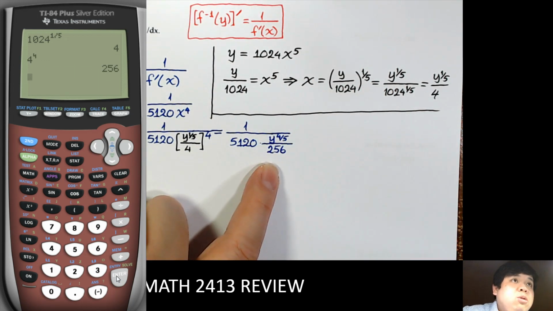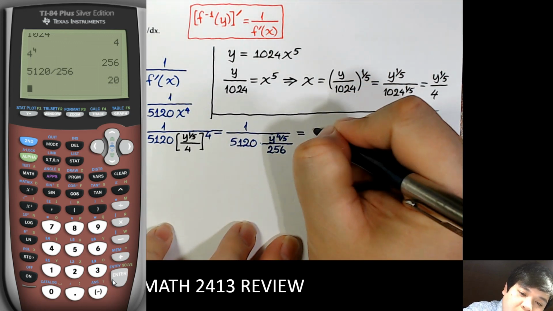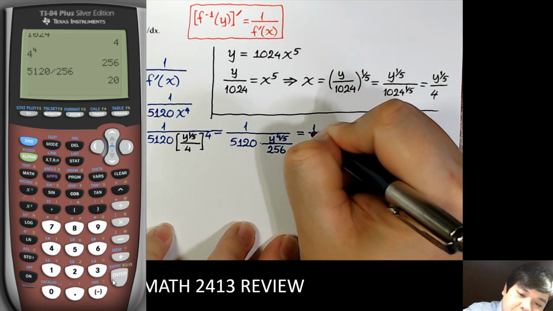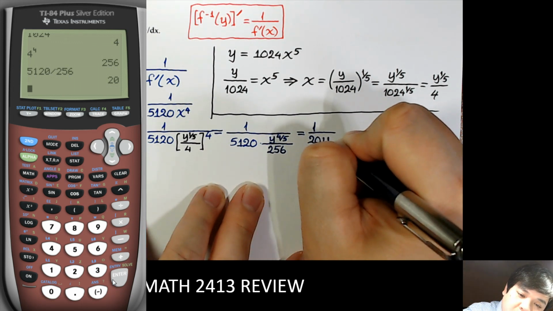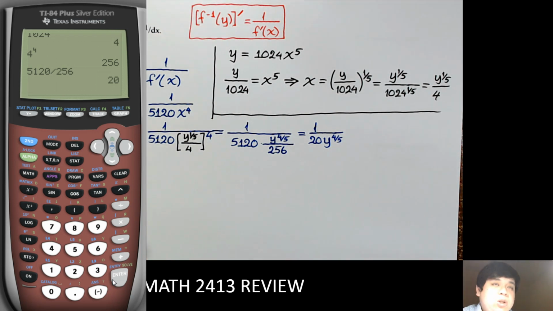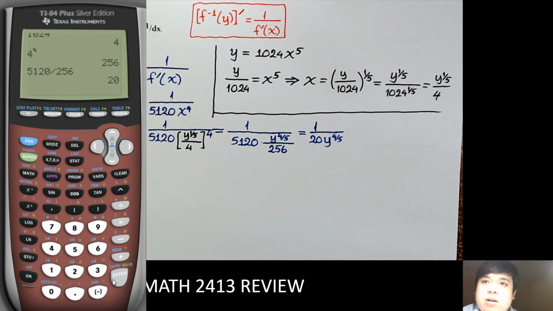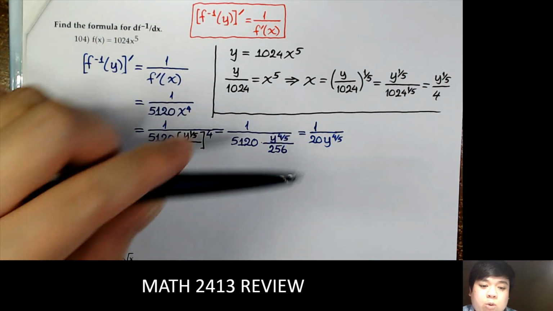And then 5120 divided by 256, we have 20. So we end up with 1 over 20 y to the 4/5. Right, so we start with y and we end up with y, which is good.